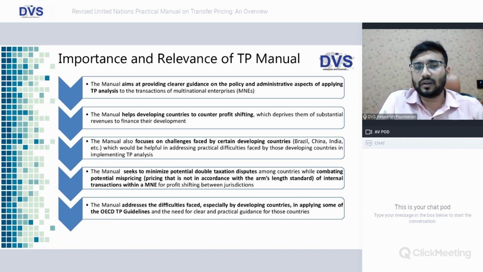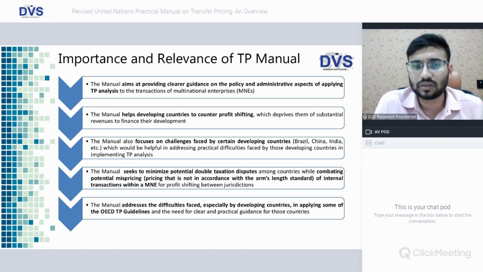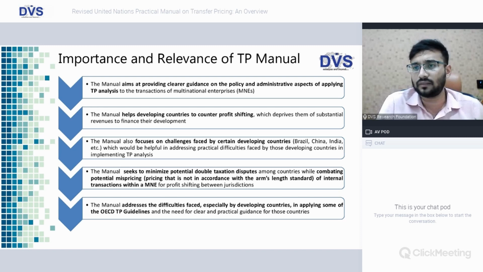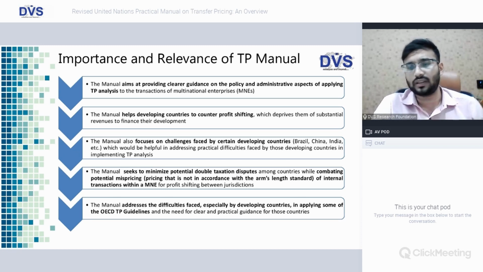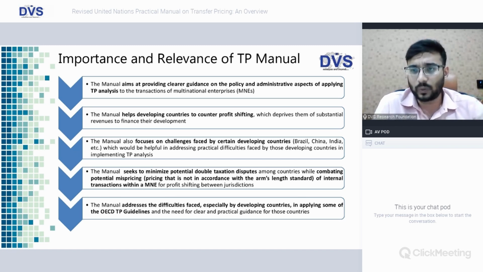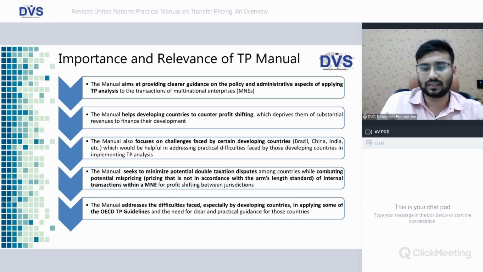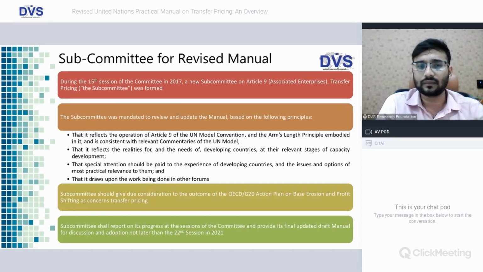The manual seeks to minimize potential double taxation disputes and combat potential mispricing, that is, pricing which is other than the arm's length standard. The manual also addresses the difficulties faced, especially by developing countries, in applying some of the OECD TP guidelines. So, as I said, friends, we would follow the UN TP manual. We are not a member of OECD, but just an observer. But in case there are some points which we are taking from the OECD TP guidelines which may require some clear understanding, this manual intends to provide that clarity.